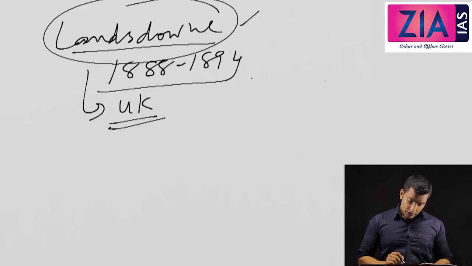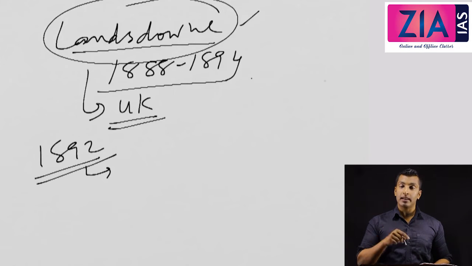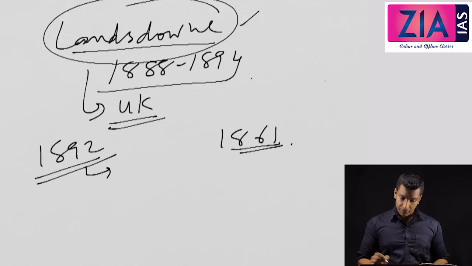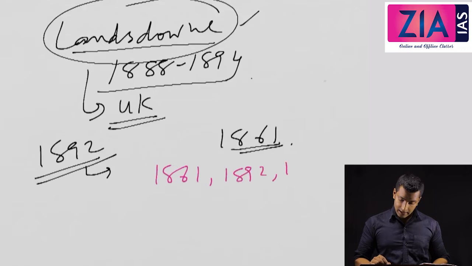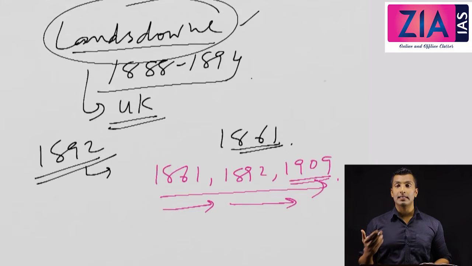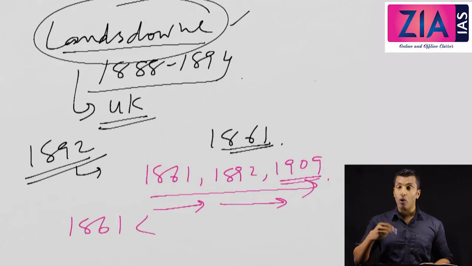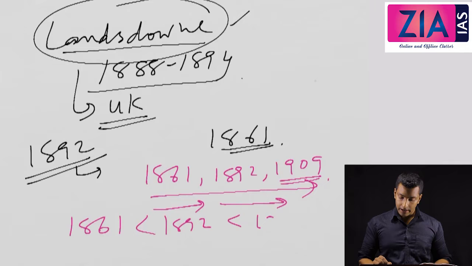Now, the important point which I need to discuss under Lansdowne is the Indian Council Act of 1892. Basically there was an Indian Council Act in 1861 also, right? So three Indian Council Acts are there: 1861, 1892 and 1909. In these acts, the number of members in the legislative assemblies was slowly increased from 1861 to 1892 and to 1909.